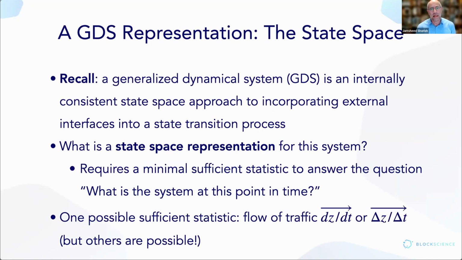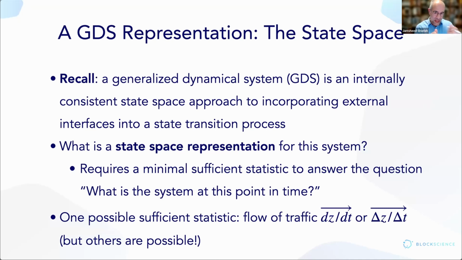Okay. What we want to do now is take that whole narrative and actually build a dynamical system from it, such that we have consistency in what is chosen by external influences and how they change the system. And we start with the state space. And the reason for this, if you remember from the definition of GDS, GDS is itself an internally consistent state space approach to incorporating external interfaces in a state transition process.